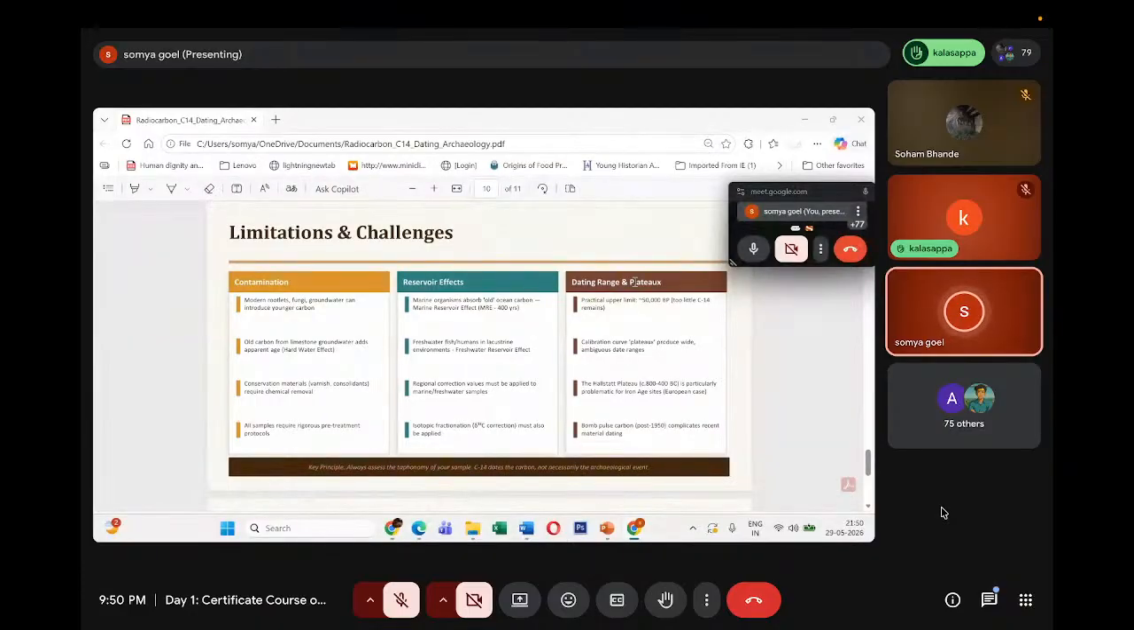This is why archaeologists always prefer short-lived material like seeds or charred grains, etc. These are always preferred by archaeologists when they're working with radiocarbon dates. Then we have the plateau problem.